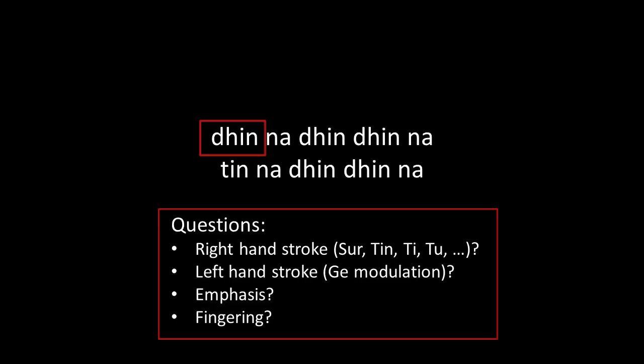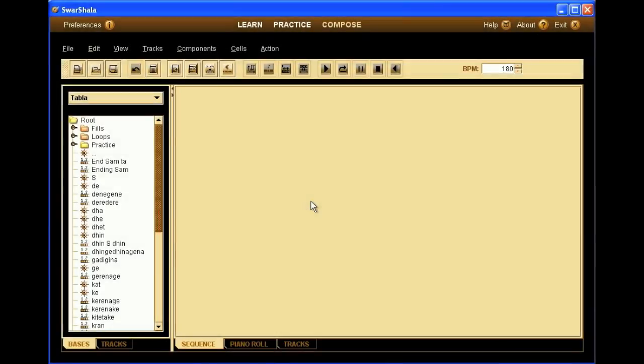This is of course all explained by the teacher, but if you are on your own or want to just transmit a sequence to a friend, you would need to add various notes to the rhythmic sequence. That's where SwarShala comes very handy. I'll show here how you can perfectly customize a sequence with all this information, audition it at the tempo you want, and then share it with a friend.